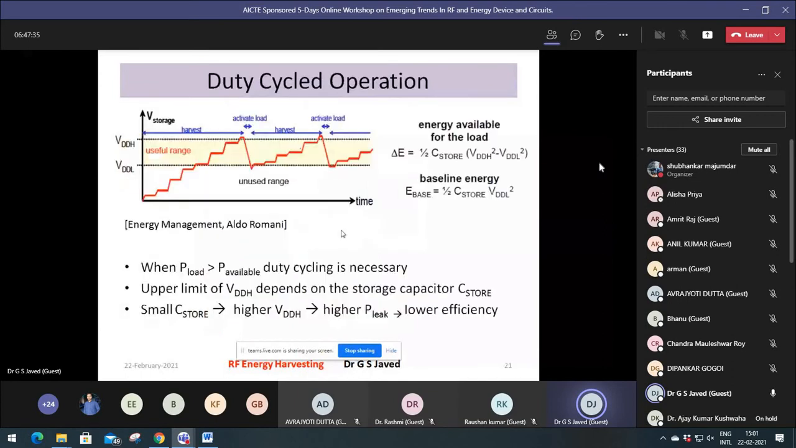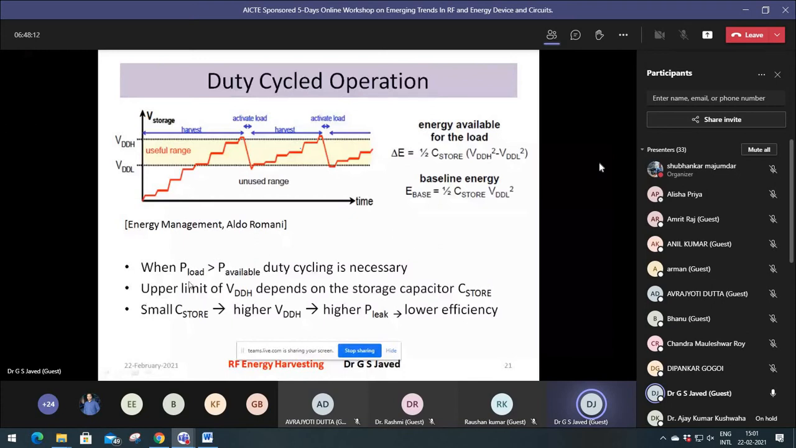But one thing you need to understand is that if the load required is much more than the available load, then you need to duty cycle. What is duty cycle? Duty cycle is the amount of on time, or the active time, as compared to the harvest time. In this particular case, the duty cycle on time is given as the activated load time, and the total amount of time wherein the system is working is harvest plus active load. So the duty cycle can be described as active load over harvest time plus active load.